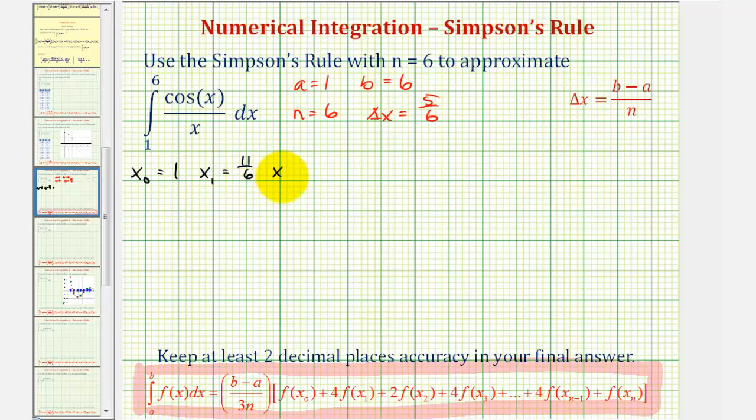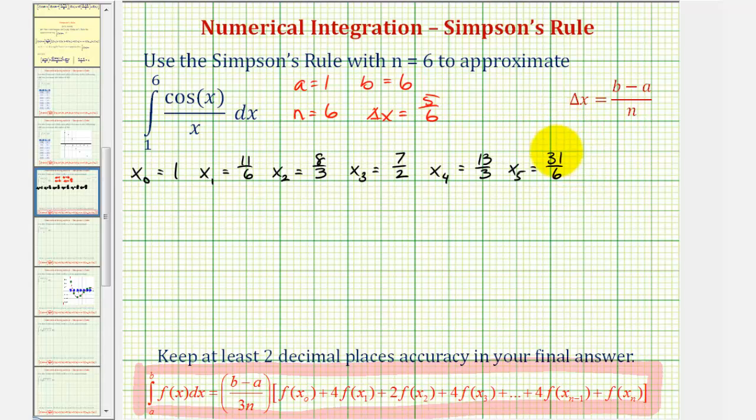Next would be x sub 2, which would be 11/6 plus 5/6, that's 16/6, or 8/3. X sub 3 would be 8/3 plus 5/6, which would be 21/6, or 7/2. Next, x sub 4 would be 7/2 plus 5/6, which would be 13/3. X sub 5 is equal to 13/3 plus 5/6, which is 31/6.